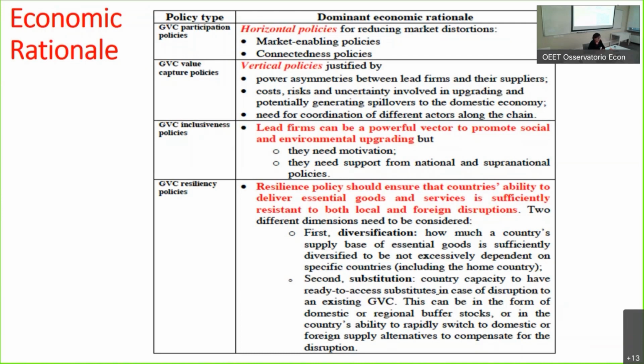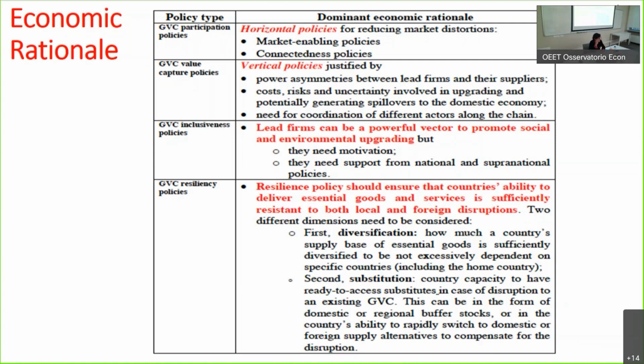So what is the country's capacity to have substitutes in case of disruption of an existing GVC? And the substitution depends on the existence of domestic or regional buffer stocks, or can also depend on the ability of a country to rapidly switch domestic capacity to the production of, for instance, substitutes of some essential goods.